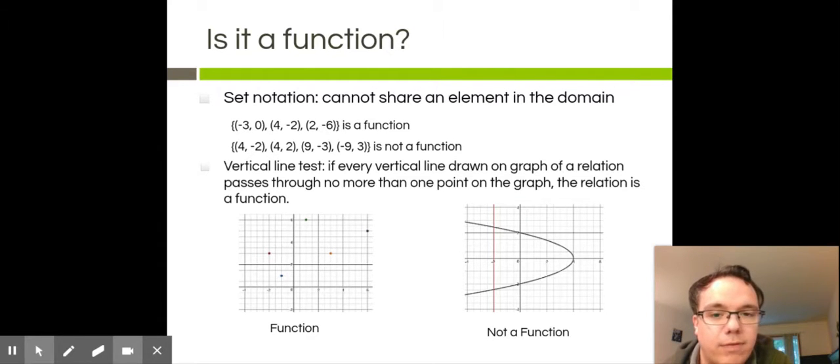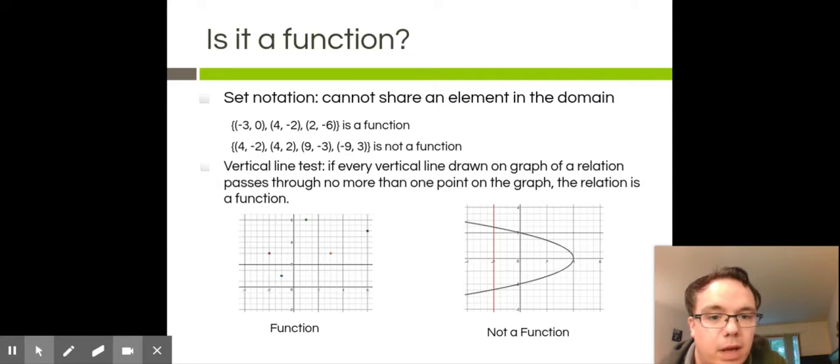If we have a graph, we're going to use a vertical line test. If you can draw a vertical line on a graph and it passes through no more than 1 point, then it's a function. For example, on our first graph, you can put a vertical line through each of the points and it only touches each of those points. So it is a function, and that again comes back to them not being able to share x values, so they shouldn't share x coordinates.